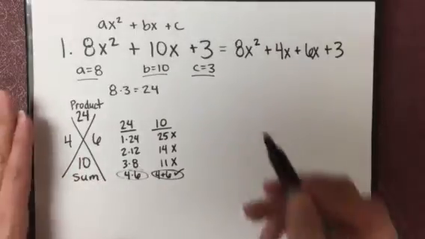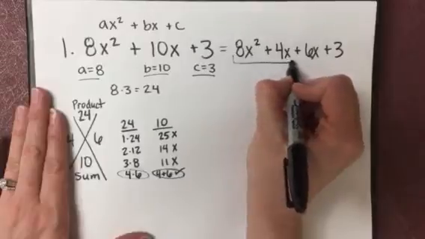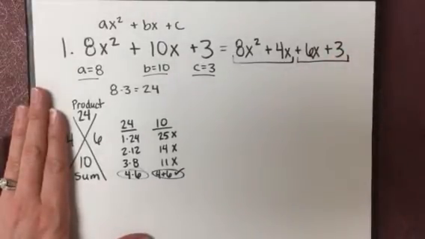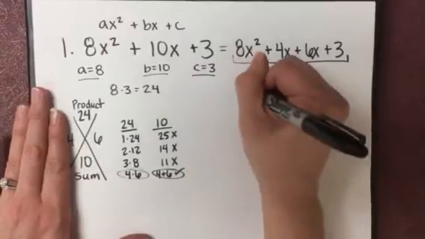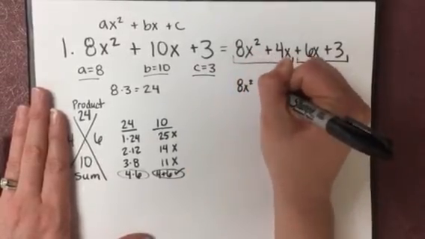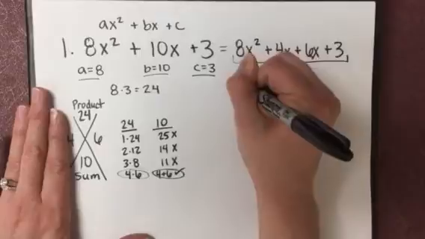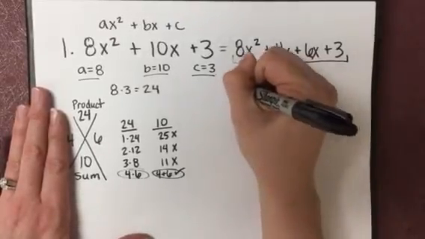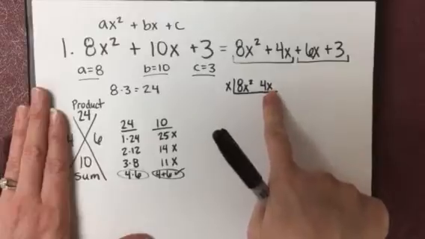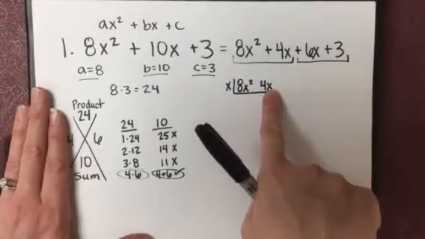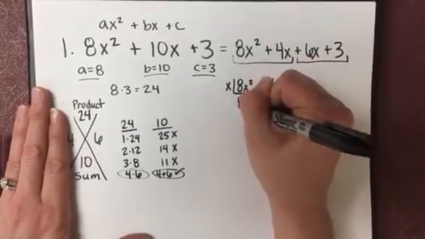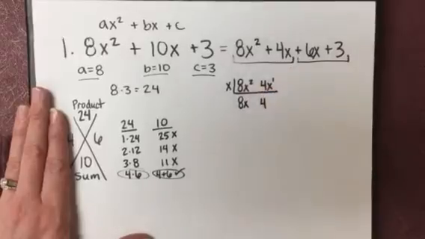Now factor by grouping. Group the first two terms and the last two terms of the polynomial. The first group, 8x squared and 4x, always look for the variable first, so it has a common variable of an x. The smallest exponent will determine if it has a variable, so an exponent of 1. You have 8x and 4 left.